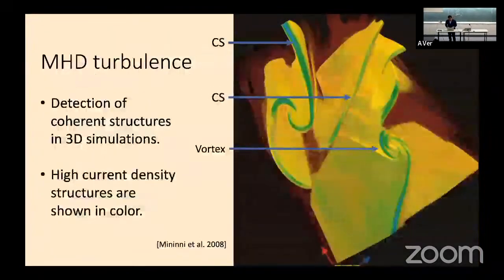This is another simulation showing the detection of different types of coherent structures in three dimensions. You can see a thin current sheet over here, another current sheet over here, and a vortex here and an emerging vortex here. The color shows the current density once again, as in the previous slide.